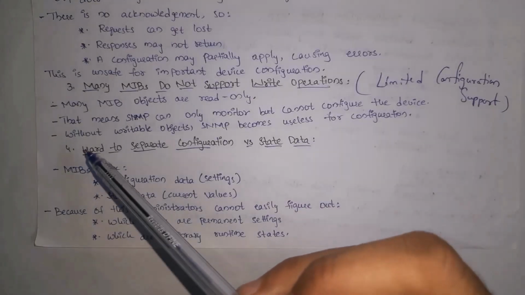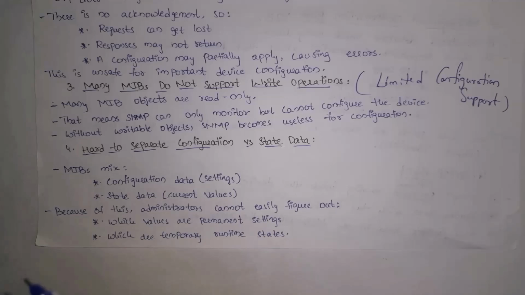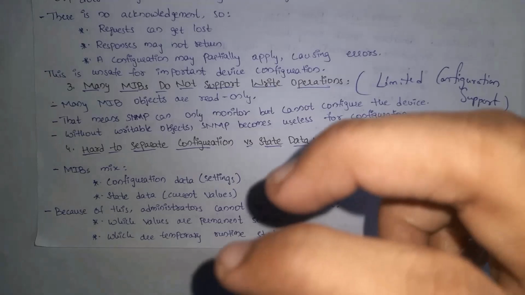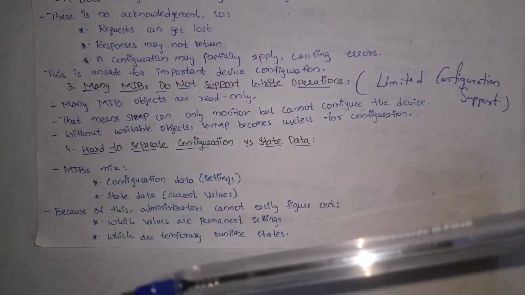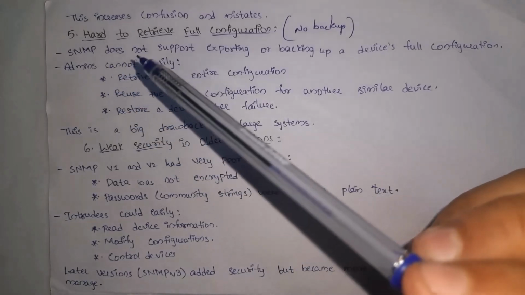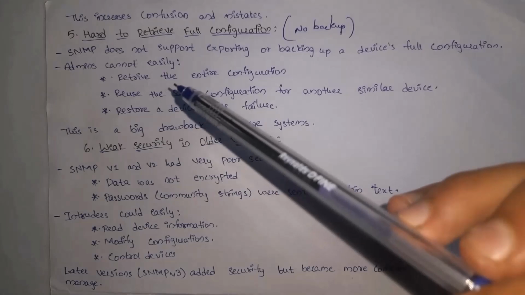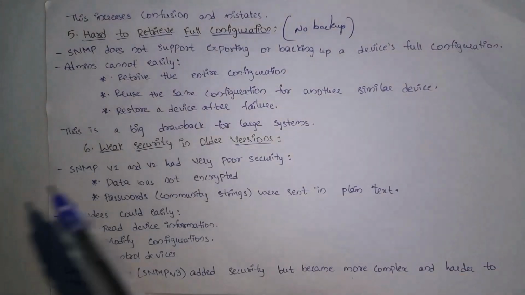And the fourth problem is it is hard to separate configuration and state data. Guys, configuration data means whatever settings we performed on a particular device, and that data is mixed with actual data. So separating actual data and configuration data is very tough. And the fifth problem is it is hard to retrieve full configuration. That is nothing but there is no backup. Guys, in SNMP, if you want to back up configuration, it is very tough. So we cannot easily retrieve or restore full configuration for devices.